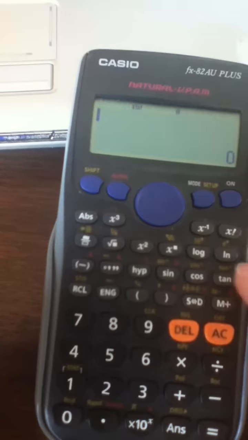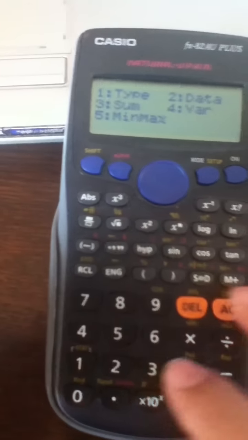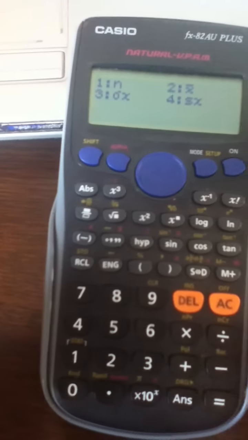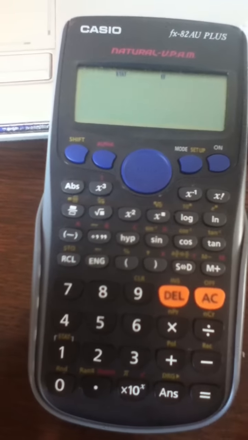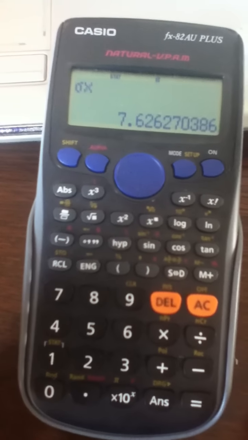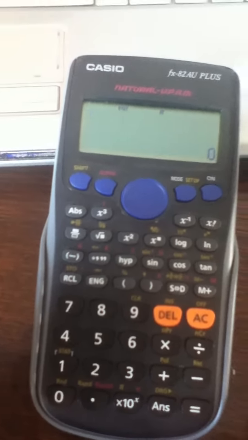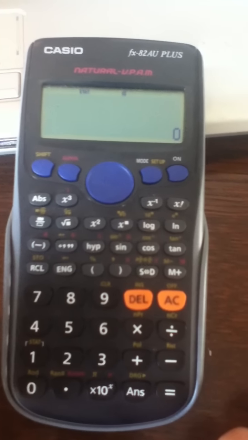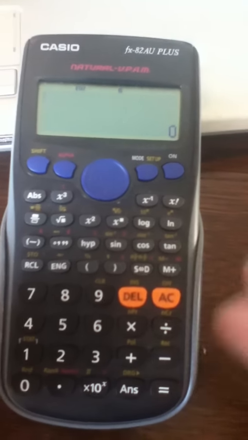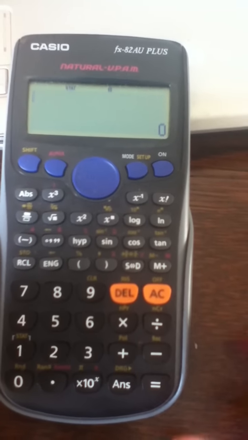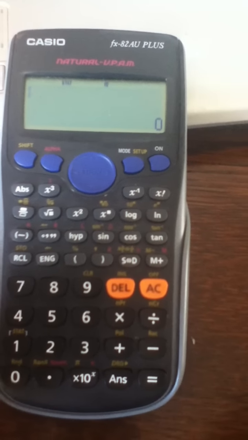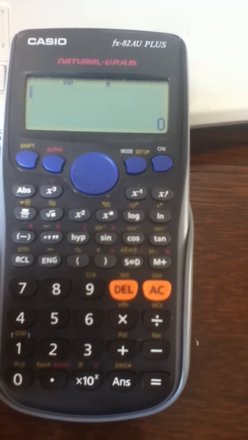Now if it was the population, it's actually going to be quite a bit less. So if you go SHIFT 1, 4, population 3, it'd be a bit less. Now you can see the sample standard deviation is quite a big number because the numbers are quite far apart. If all these numbers were very close together, your standard deviation would be smaller.